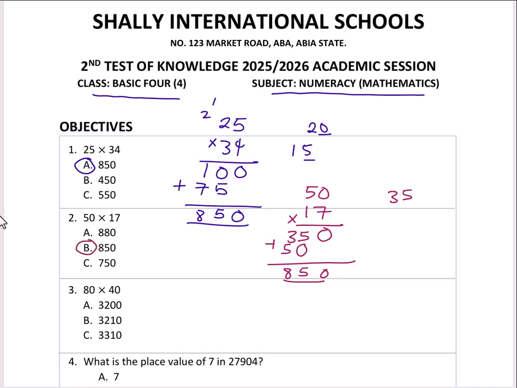For question number 3, we'll have 80 multiplied by 40. So 0 times 0 is 0, 0 times 8 is 0, then we'll move to 4. 4 times 0 is 0, 4 times 8 is 32. So let's add up from this point. 0 plus nothing is 0, 0 plus 0 is 0, then we just bring 2 down and then 3 here. So this is 3,200, and that is option A.